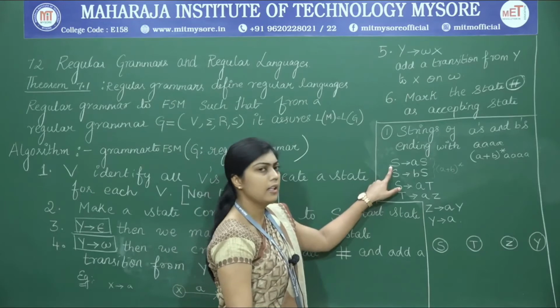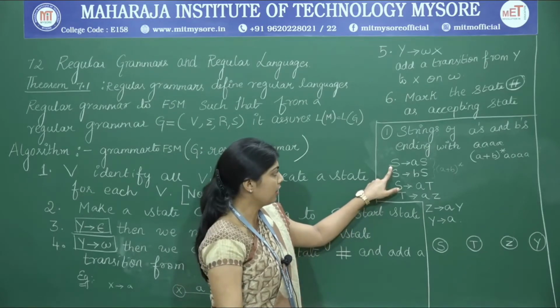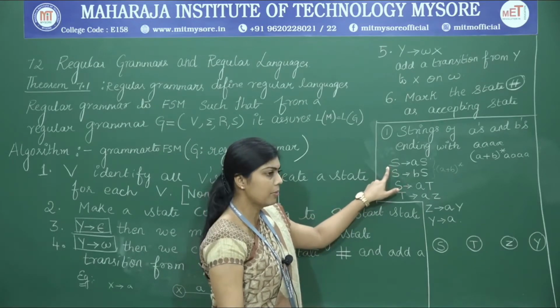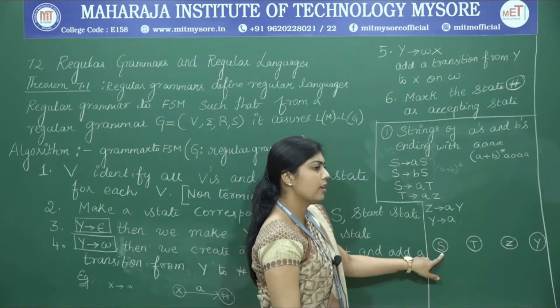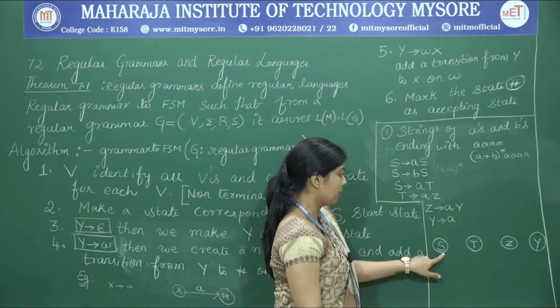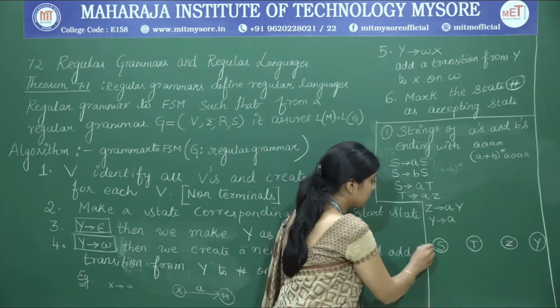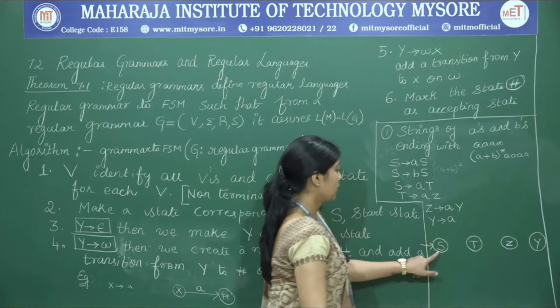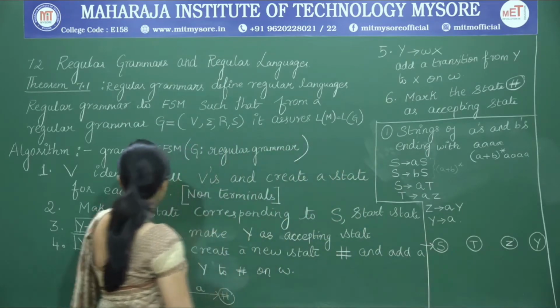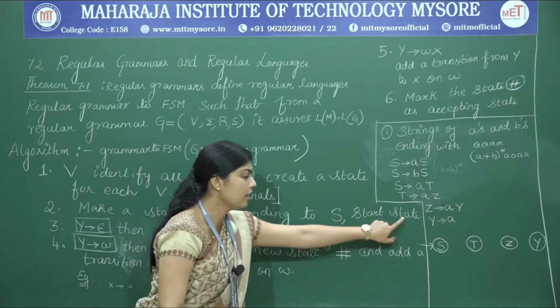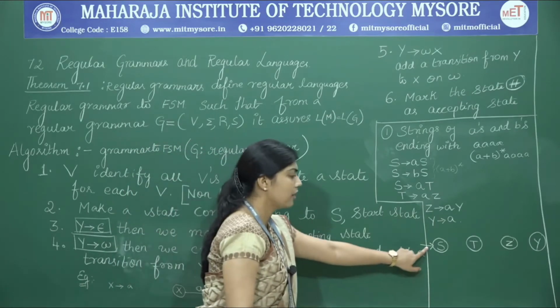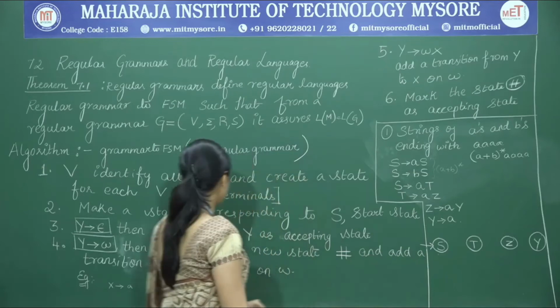In this, S is the start symbol in the grammar. Therefore, the state S in the automata becomes the start state. So that is step 2: make a state corresponding to S as the start state. So we have made this state the start state.